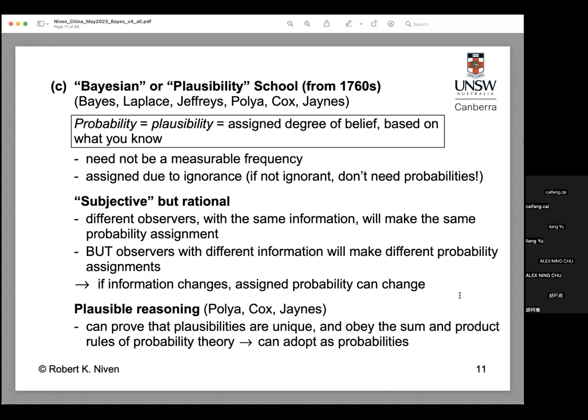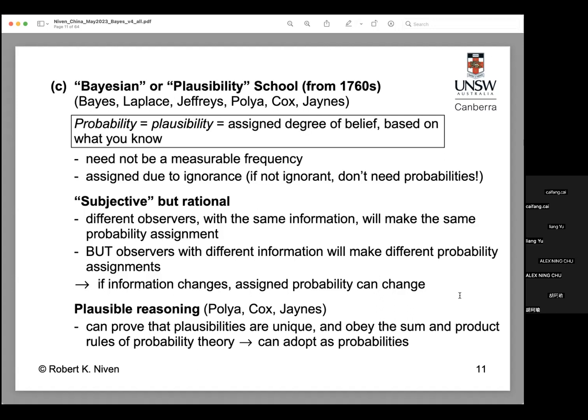What I mean by that is that if we have different observers with the same information, they should make the same probability assignments, so the same degrees of belief. But alternatively, if observers have different information, then they quite possibly will make different probability assignments. Probabilities are not measurable frequencies. They're an assignment based on what you know. If the information that you have changes, the assigned probabilities will also change.